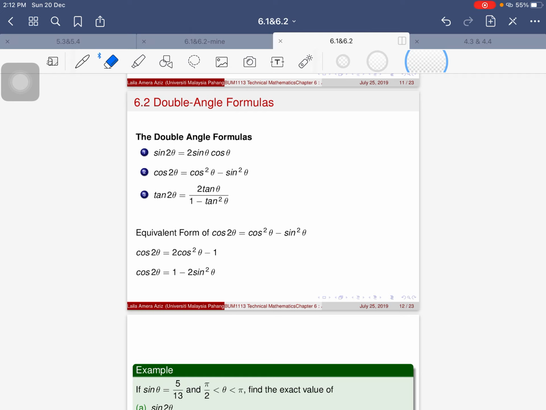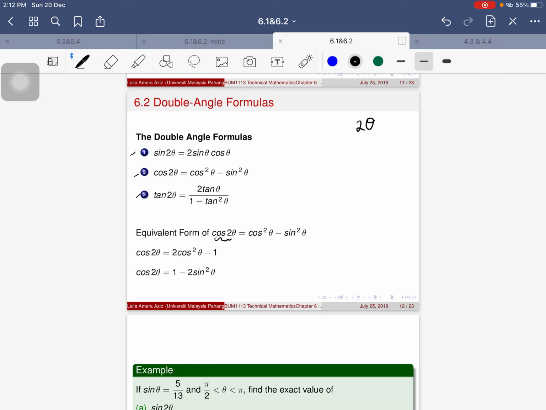Right, so now let's talk about 6.2, which is going to be the double angle formula. For example, if your original angle is given by theta, now we're going to look at what happens when you have twice the theta, which is going to be 2 theta. There are going to be three different formulas, individually for each trigonometric function: sine, cos, and tangent.